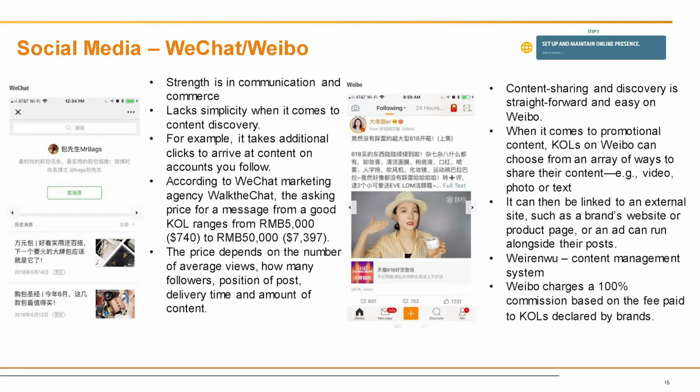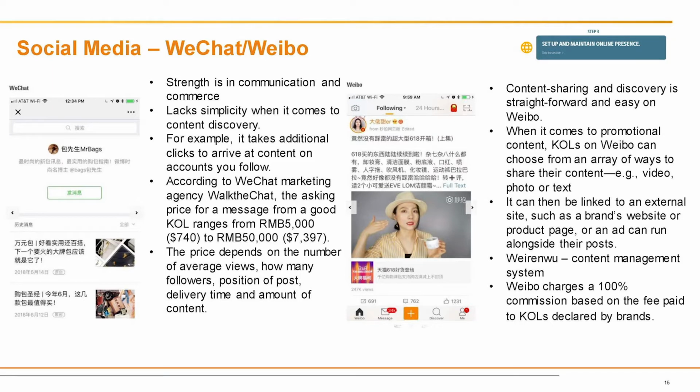Usually the KOL puts the video or the content for free on Weibo, but at the end of 2017, Weibo created a backend system where they wanted to charge the KOLs. And the amount they want to charge the KOLs is 100% of the commission that the company is paying the KOL. So you're looking at doubling the cost.